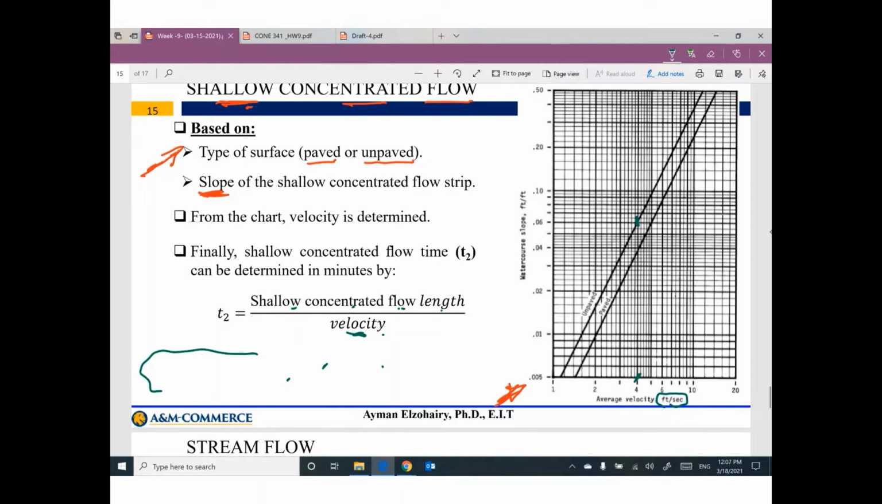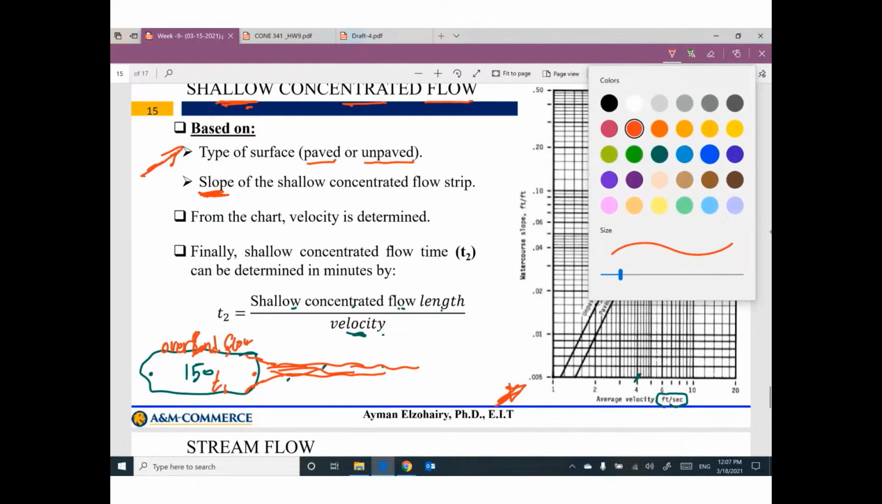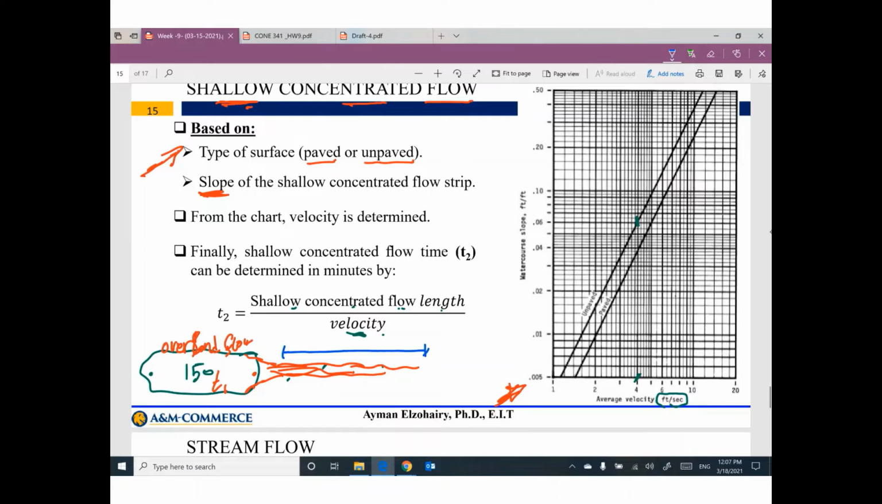I told you we have here 100 feet, when the drop of water started from here to reach to this point, this one is called overland flow. And we found T1 previously. Then the water, because of the terrain or the ground surface, will be concentrated in this way to flow in these small rivulets. For example, it will flow in this shape by 200 feet, another 200 feet or 300, whatever.